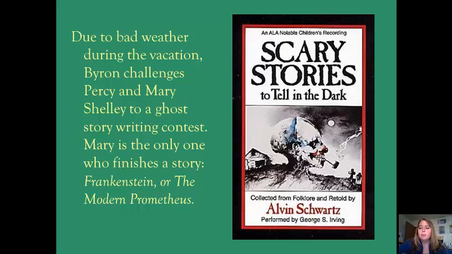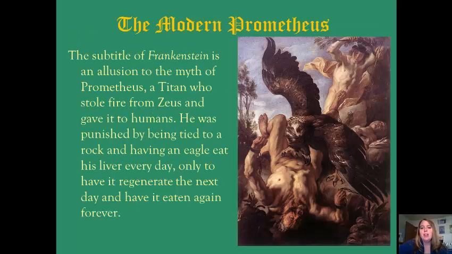So Percy and Mary and Lord Byron each decide that they're going to compete against each other to write a really chilling ghost story. And Mary, who's 17, by the way, when she finishes this, is the only person who writes a story, and she writes Frankenstein, right? So this is a huge deal.